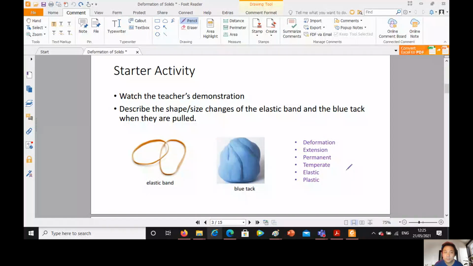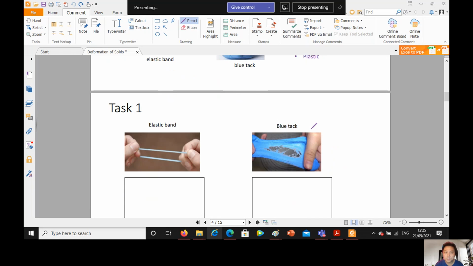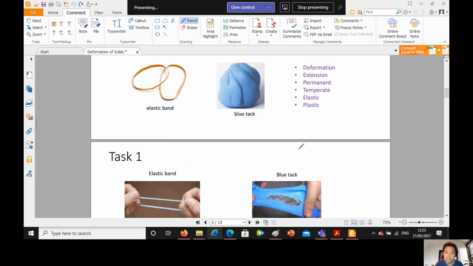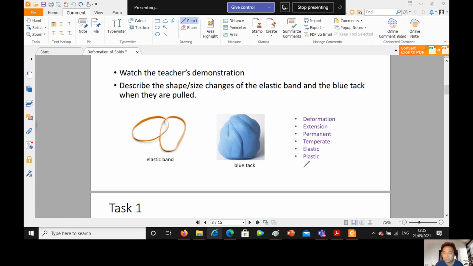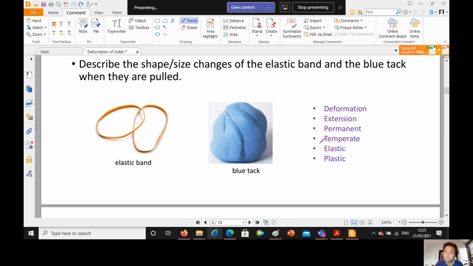Let me share the screen again. I hope you can see the screen I'm sharing. Now I want you to describe the size or the shape change of the elastic band and the blue tack when they are pulled. You can write your answer in your worksheet, and feel free to use any of the terms given here. You don't have to use them. You can pause the video and spend 1 or 2 minutes to complete the task.